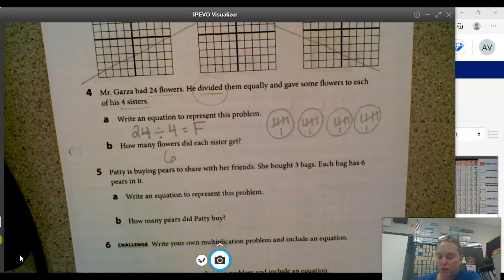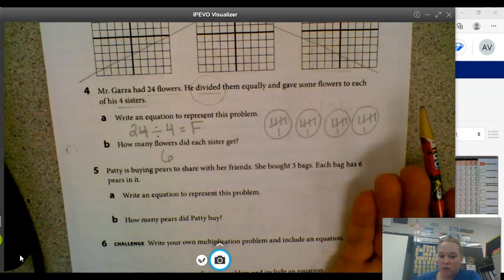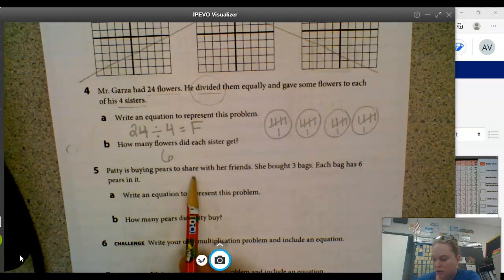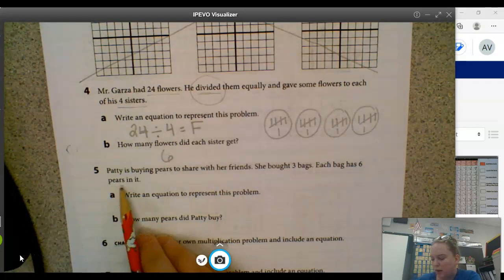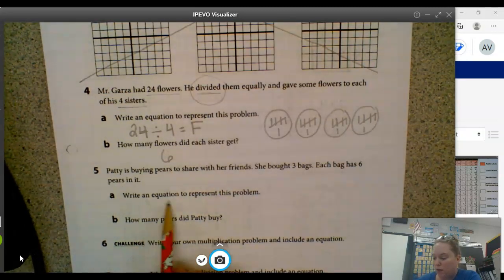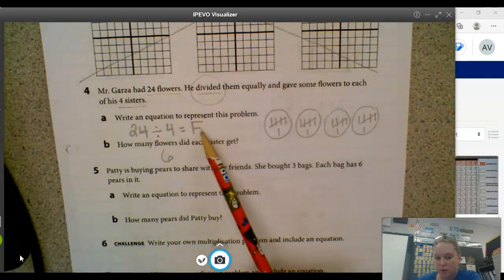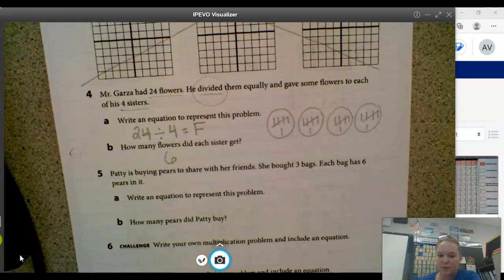Okay, you're going to try the next one. Maybe it's division, maybe it's multiplication. You have to think about what's happening in the story. Here we go. Patty is buying pears to share with her friends. She bought 3 bags. Each bag has 6 pears in it. Write an equation to represent this problem. And remember, I put a letter in place of the answer. That's called a variable. That just is holding the place for the answer. And then find out how many pears did Patty buy. Take a second and try that one on your own and then come back.